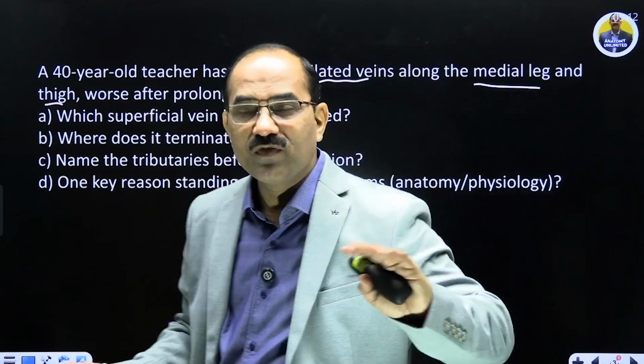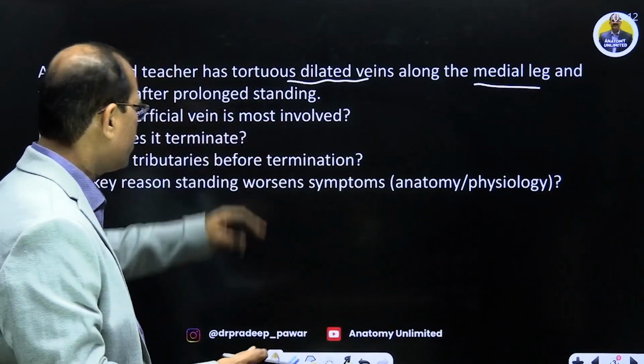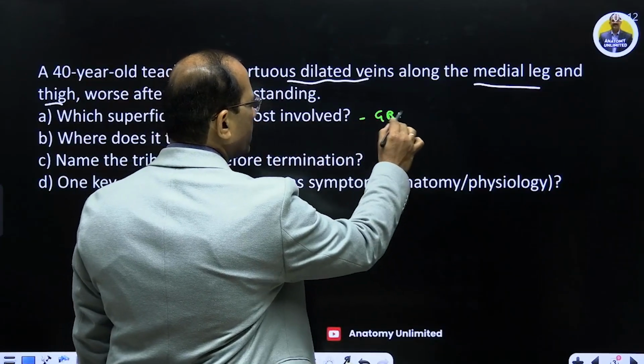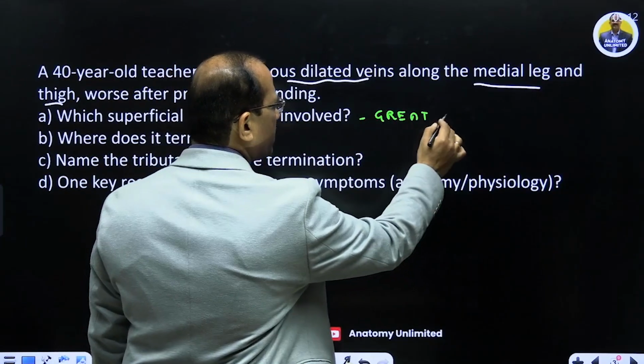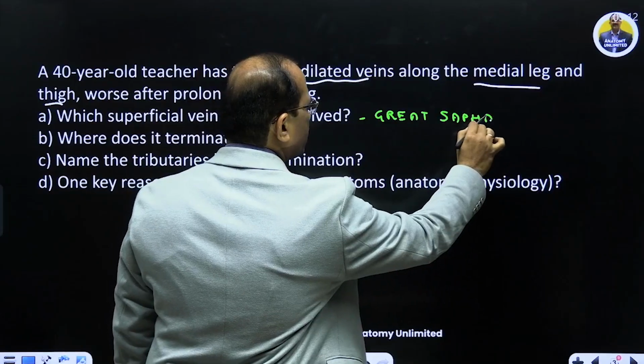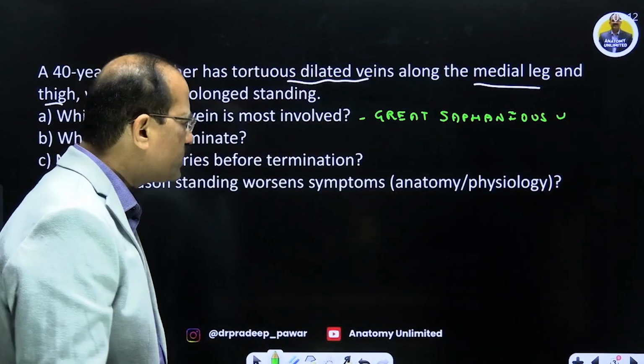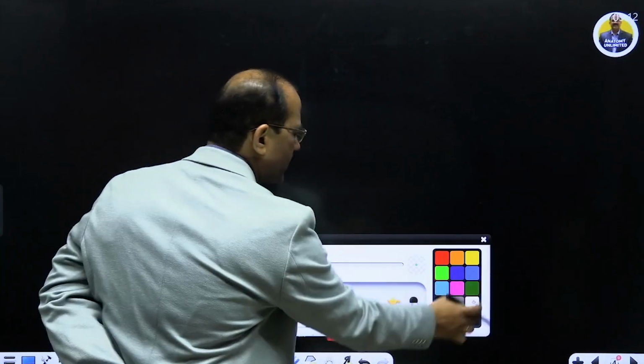Which superficial vein is involved? You're understanding which superficial vein is involved? That's the great saphenous vein. Great या long saphenous vein बोलो same है. Great saphenous vein. Okay, पहले तो देखते हैं how is this great saphenous vein formed?